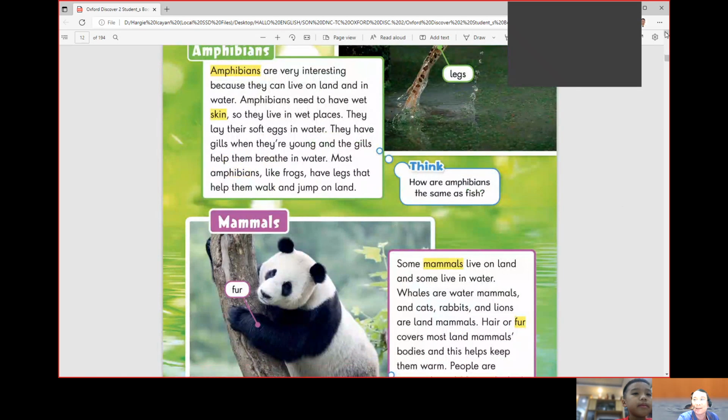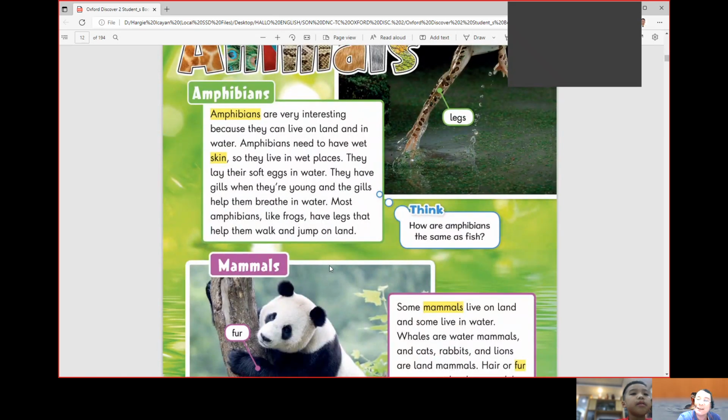Okay. Next, amphibians. Do you know what amphibians are? Amphibians, not "lian". This one is not L, it's B. So amphibians. Say it again, son. Amphibians. Can you say it again? Amphibians.